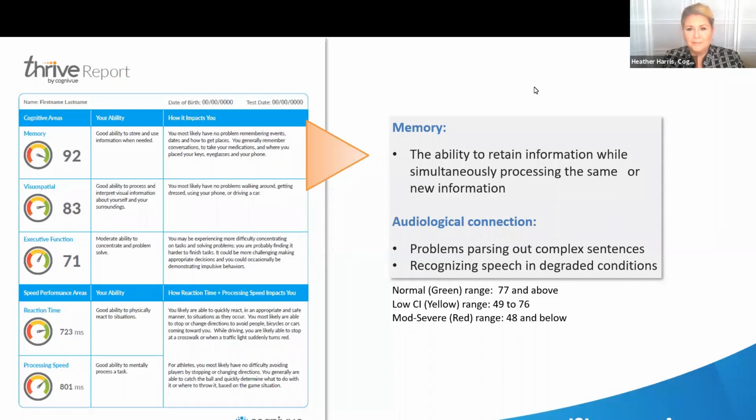Starting with memory. Memory is the ability to retain information while simultaneously processing the same or new information. The audiological connection is problems parsing out complex sentences and recognizing speech in degraded conditions. Take note of the ranges here at the bottom. You'll see as we go through each domain that the ranges will change, which means a score in the green in one domain might be a yellow in another.